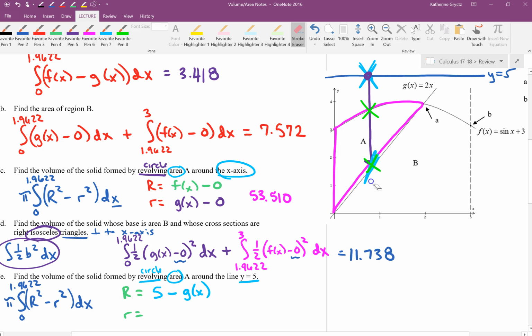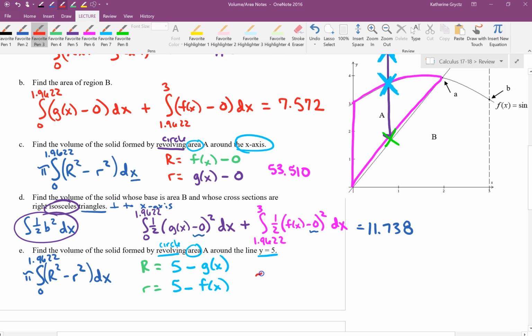Okay, and so then the short radius is from the axis, where they're telling you to go around, to the first curve you hit. So the top there is 5, and the bottom is f of x. And that's all the work again that you have to do. It's no more difficult than part C was. And now we just have to type this into our calculator, and you get 53.865. That's question 1.